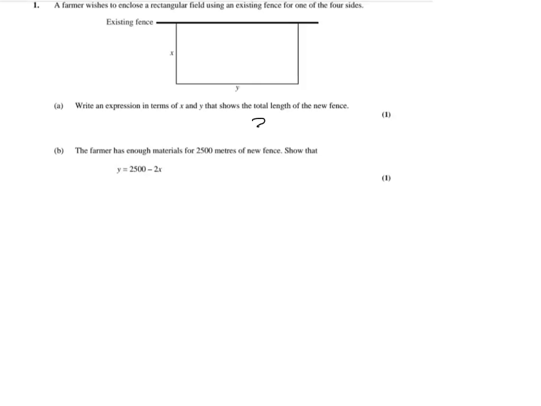Now, let's put that in there so we remember and we can use it later. All right, so the farmer has enough materials for 2,500 meters of new fence. So they want us to show that y is equal to 2,500 minus 2x. Well, here's the thing. For the questions that say show that, they're telling you the answer. So I'm going to write the answer at the bottom of the page. They're telling you the answer that you're trying to get to is 2,500 minus 2x. And they want you to work towards that answer.